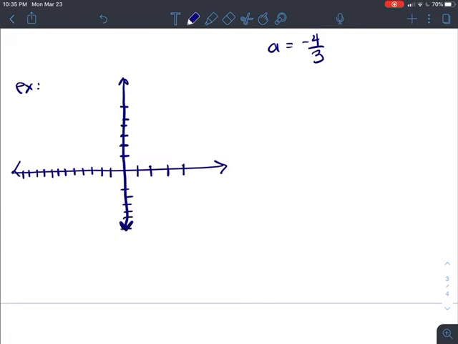4, 5, 6, 7, 8, 9. I did not draw my graph long enough. Okay. So this is 10. This is 4. This is 6. This is 12. Okay, so negative 12, negative 10.